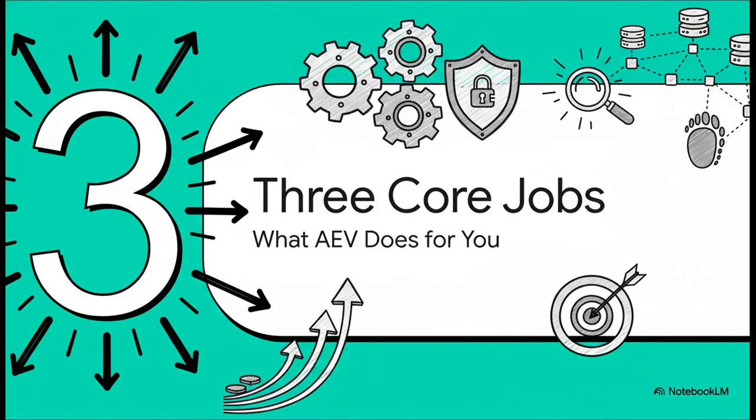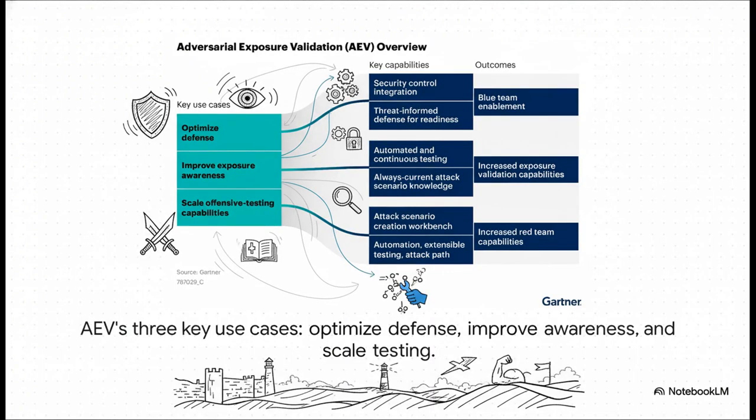Okay, so we know what AEV is, but what does it actually do for you? Gartner breaks it down really nicely into 3 core jobs. And this framework from Gartner, it just lays out the values so clearly. You can see the 3 key use cases right there. You've got optimizing your defense, improving your exposure awareness, and scaling your offensive testing. So let's just quickly break down what each of those means.